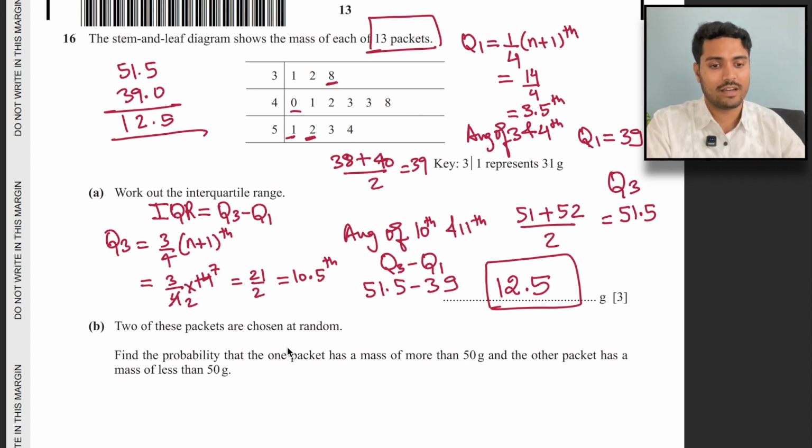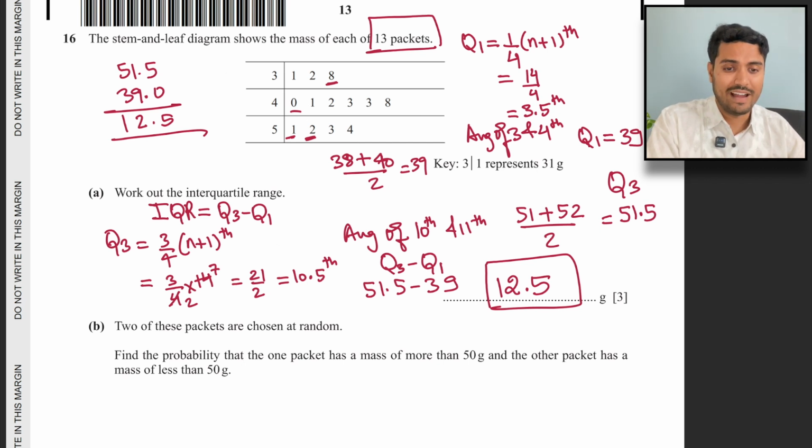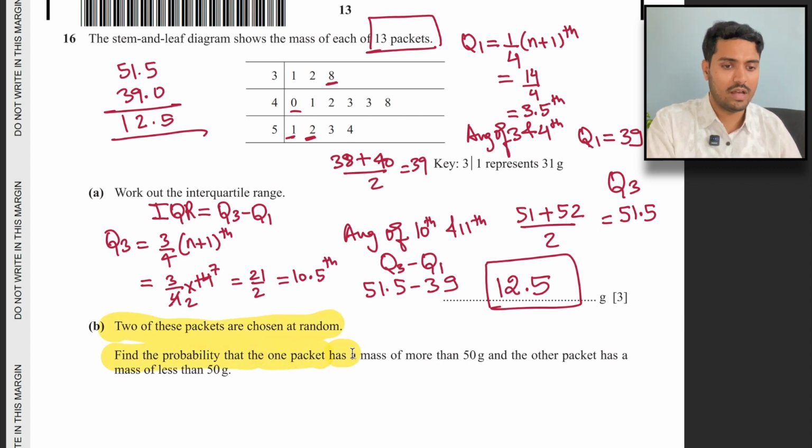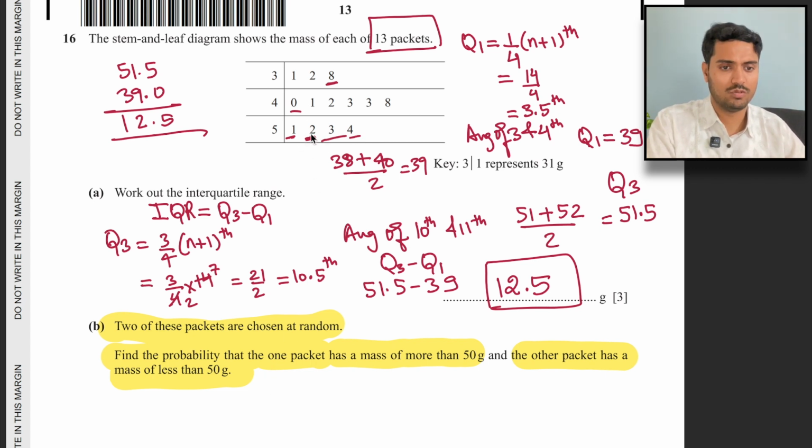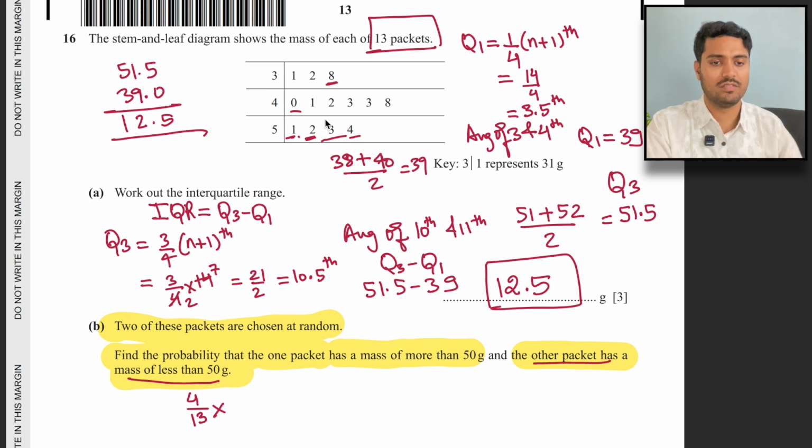It says 2 of these packets are chosen at random. Find the probability that one packet has a mass of more than 50 grams and the other packet has a mass of less than 50 grams. So let's check. More than 50 grams are 1, 2, 3, 4 packets. So we can write 4 by 13 multiplied by the other packet that has a mass less than 50 grams, so remaining 9 out of remaining 12.